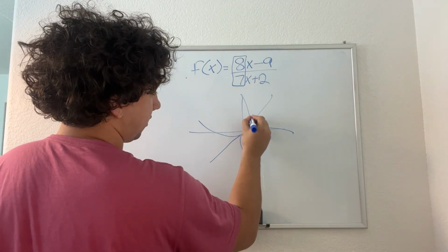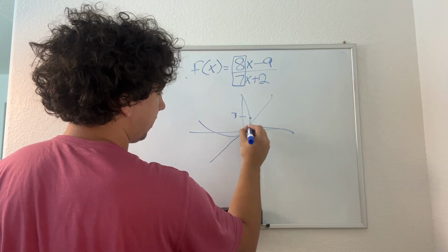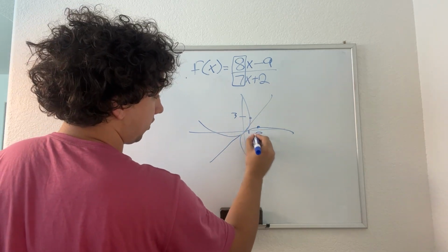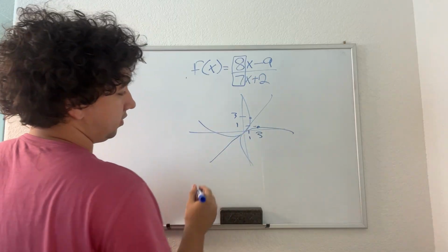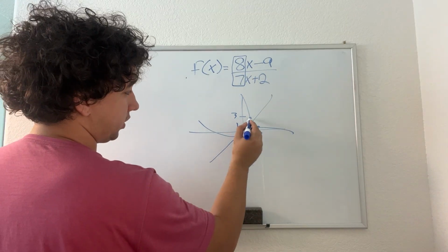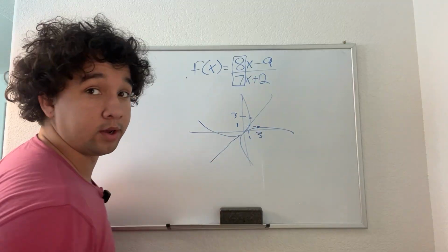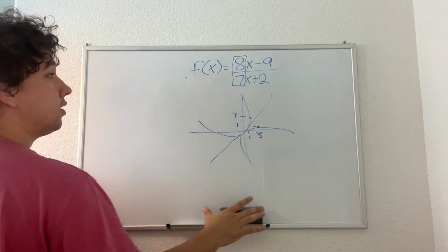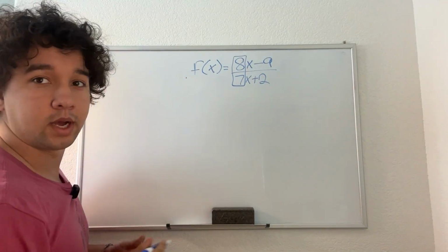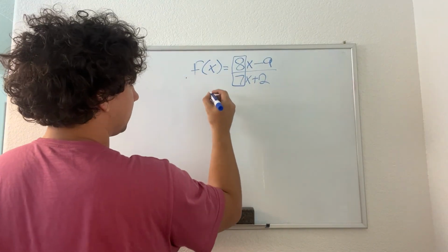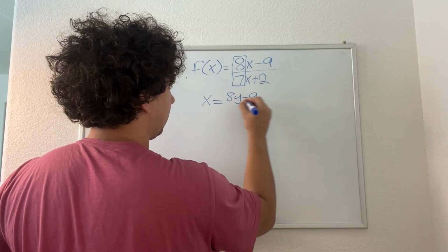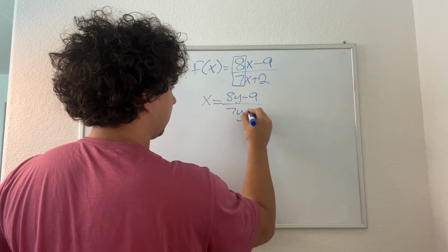So let's say right here in this case, let's say this is 1, 3, then the inverse is going to be at 3, 1. What just happened? Well, notice my x and y values flipped. This point's 1, 3 right here. This point's 3, 1. Same numbers, flip-flopped. So if I want to find the inverse of a function, I do just that. So instead of having this, I'm going to say x is equal to 8y minus 9 over 7y plus 2.